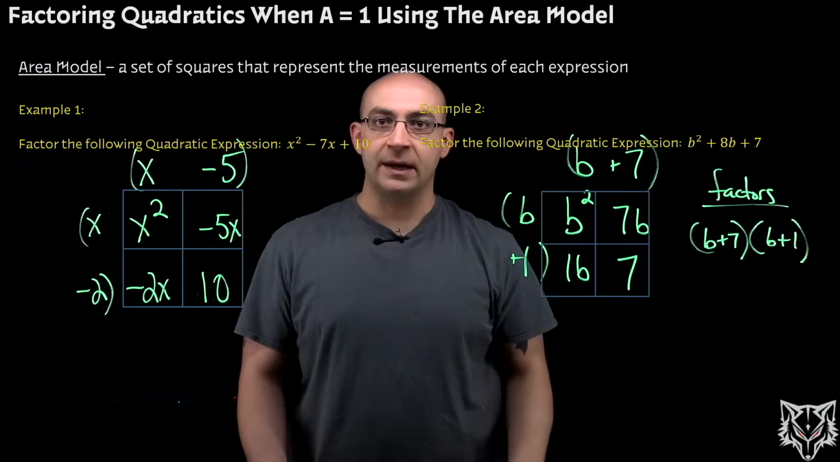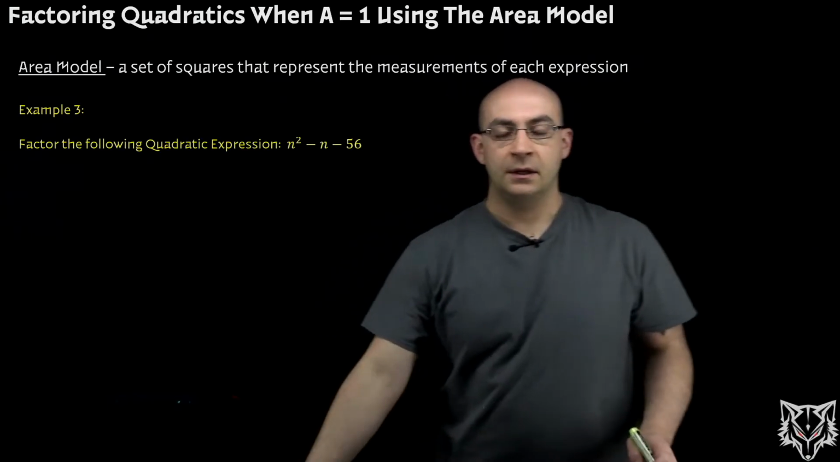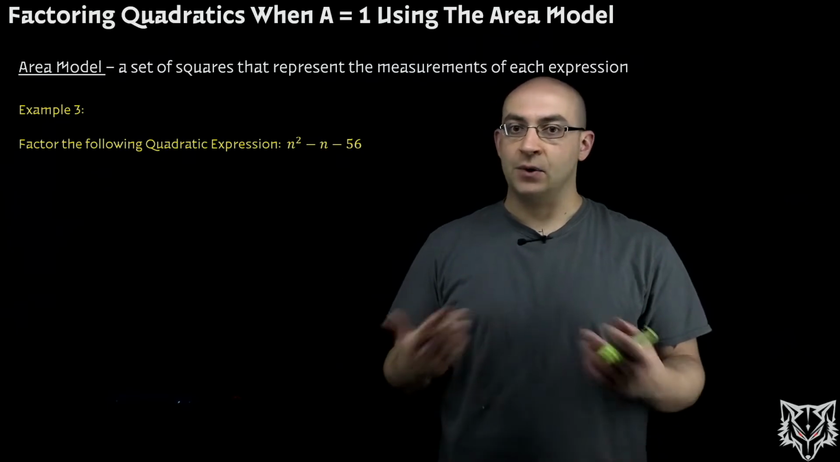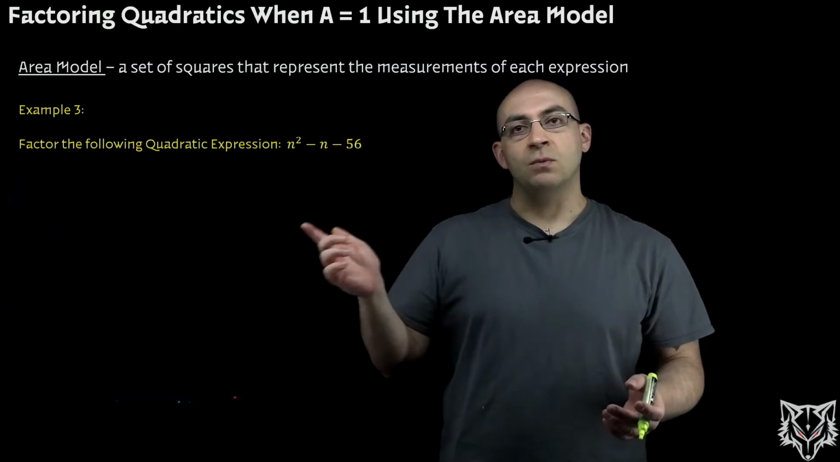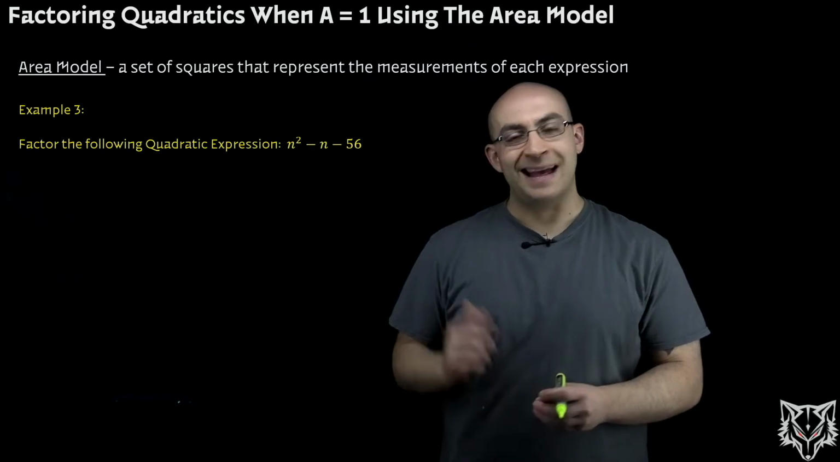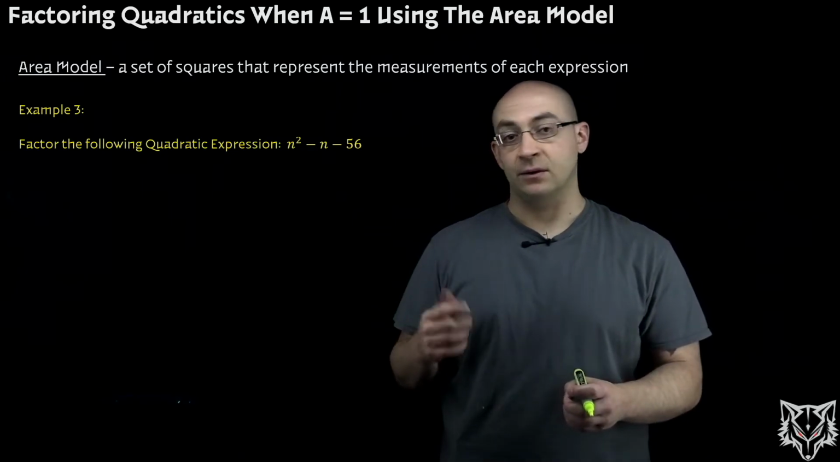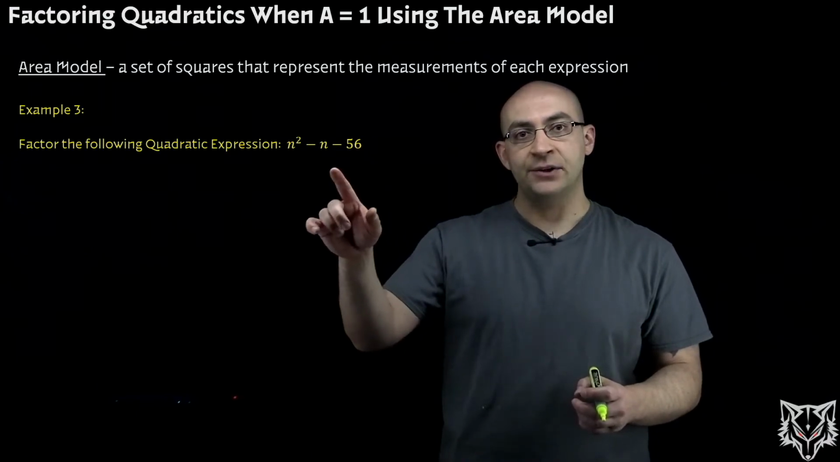Now, let's go ahead and try one more problem. Okay, for our final problem, I'd like you to try it, so you can go ahead and pause the video, and then I'll go through the process with you together. So we're going to factor the following quadratic expression, n squared minus n minus 56. Just one key point or one hint, the middle value is a negative 1.